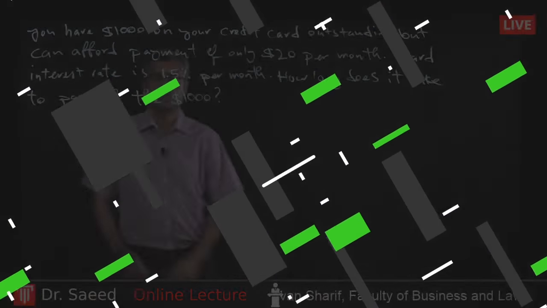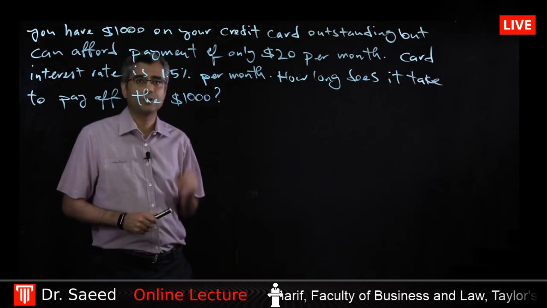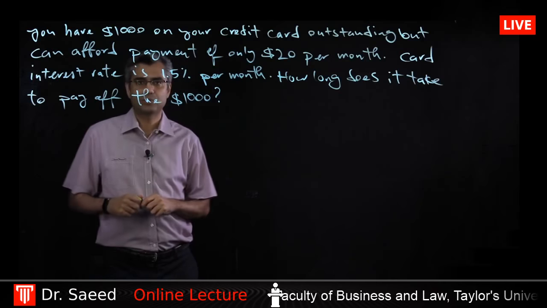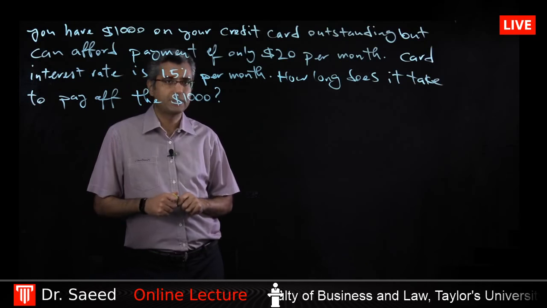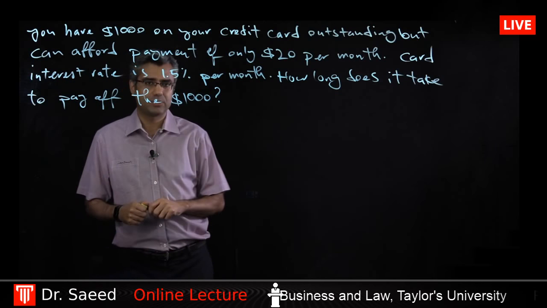You have $1,000 on your credit card outstanding, but you can afford payment of only $20 per month. Card interest rate is 1.5% per month. How long does it take to pay off the $1,000?